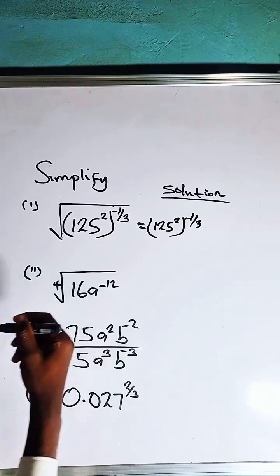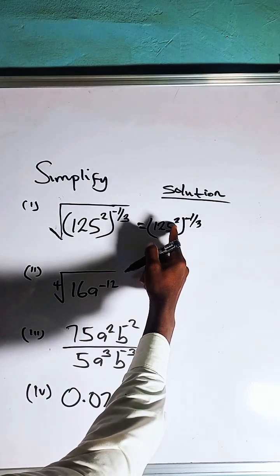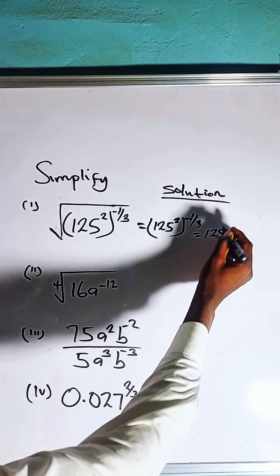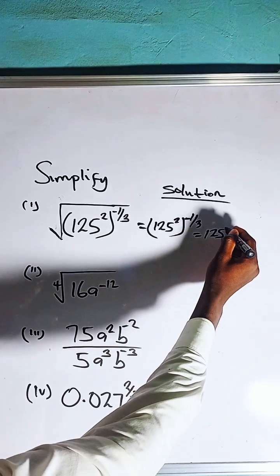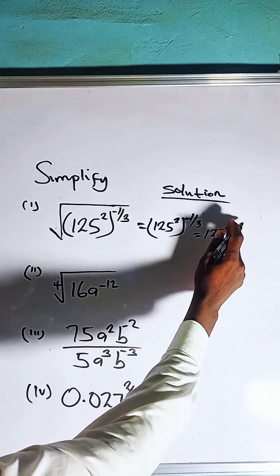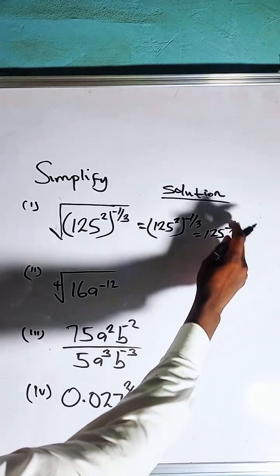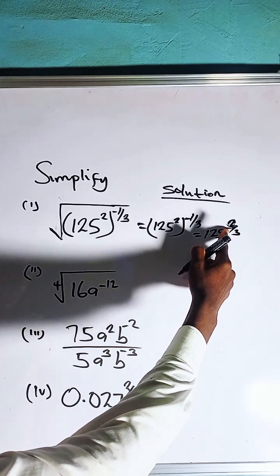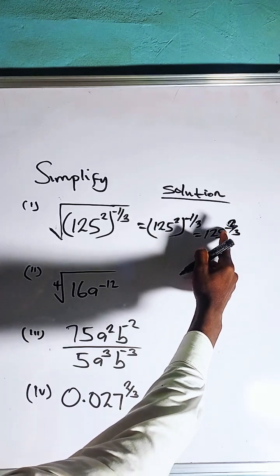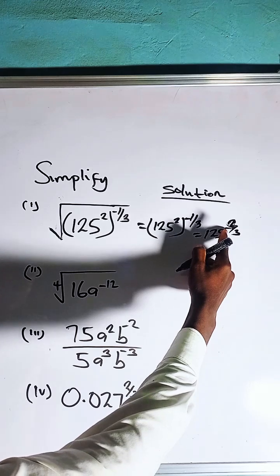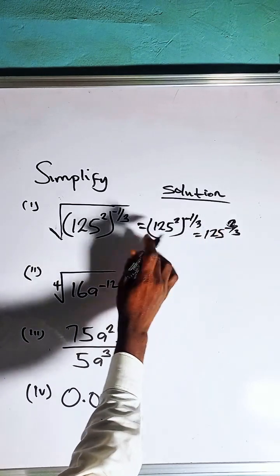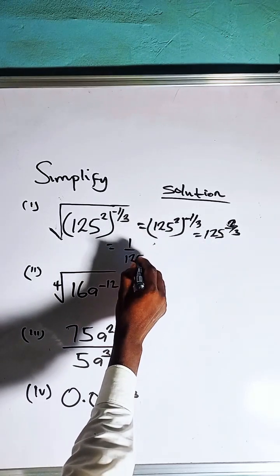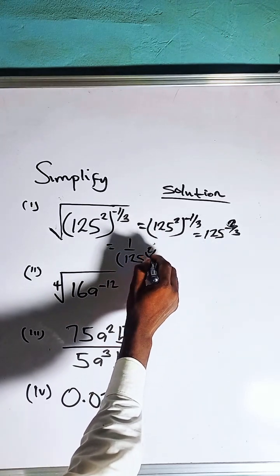So at this point, when we apply the exponent rule, we have 125, and we multiply the exponents, so we have minus 2 over 3. For minus 2 over 3, let us work with the minus in the exponent. By doing that, we are going to introduce 1, so we have 1 over 125 raised to 2 over 3.